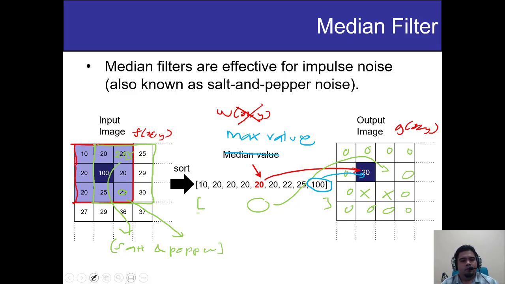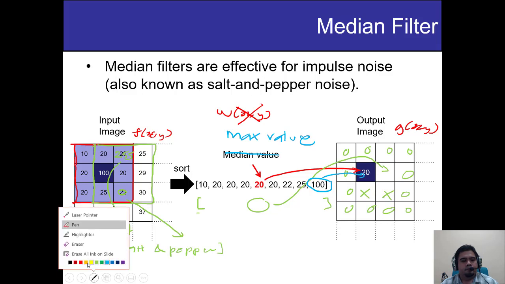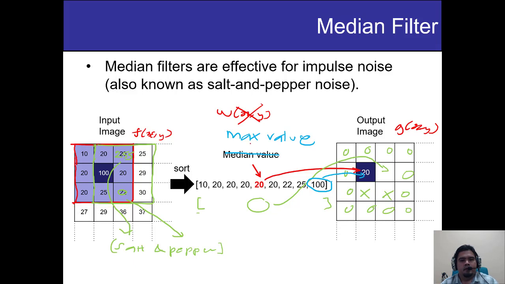The same goes for the min filter. For the min filter, we sort the numbers into ascending order, then we choose the minimum value to be put here. So that is what we call a min filter. That is the difference between the median filter, maximum filter, and minimum filter.